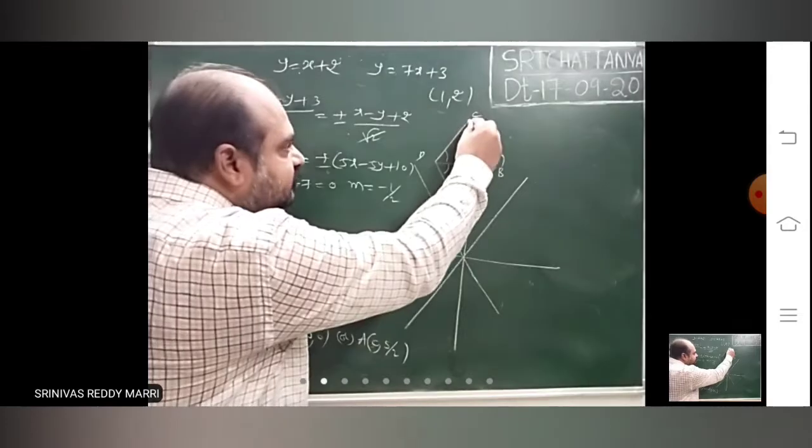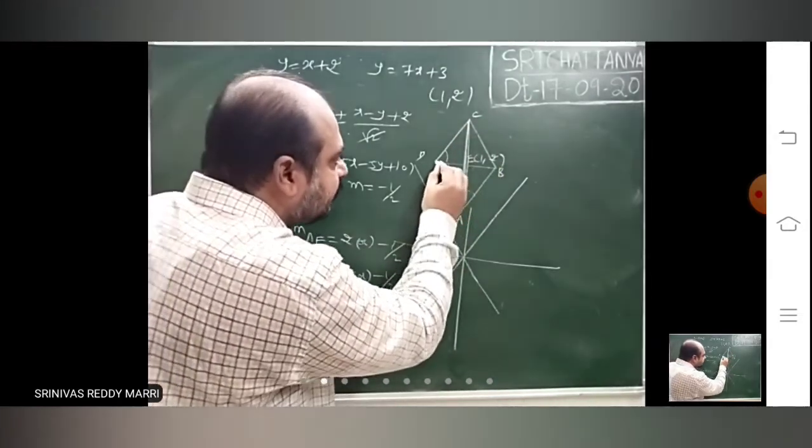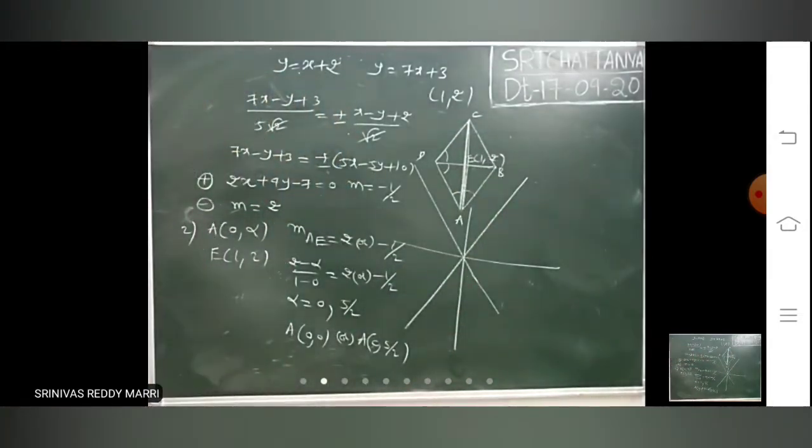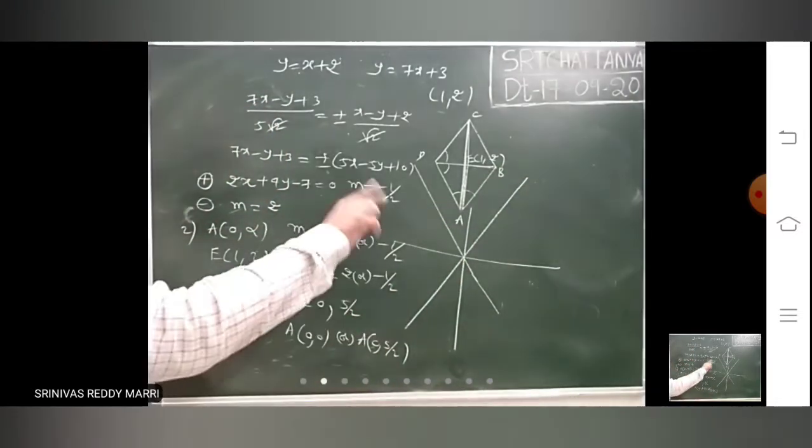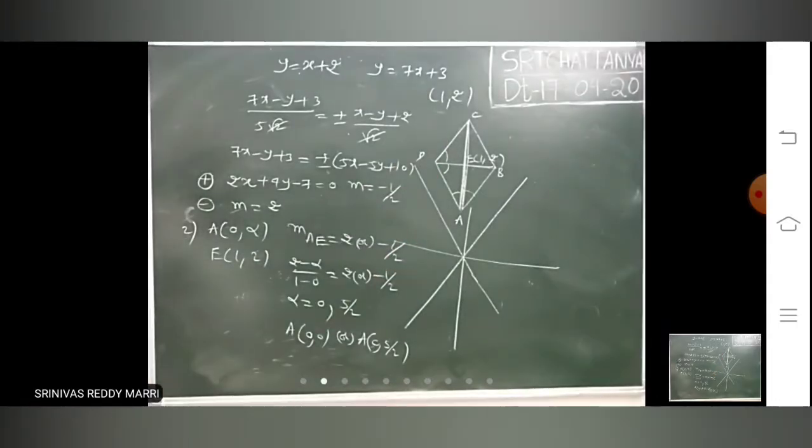So just for finding the slopes of the diagonals, we will use this concept: if the sides are parallel to two lines that will be given.